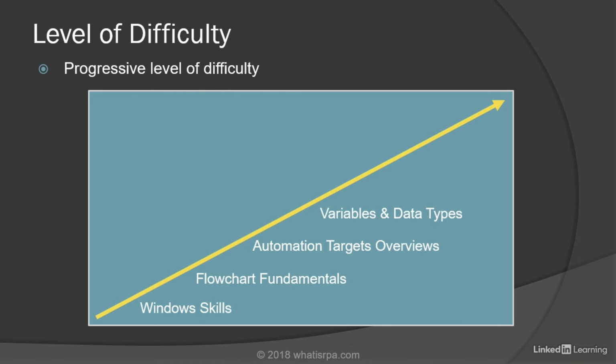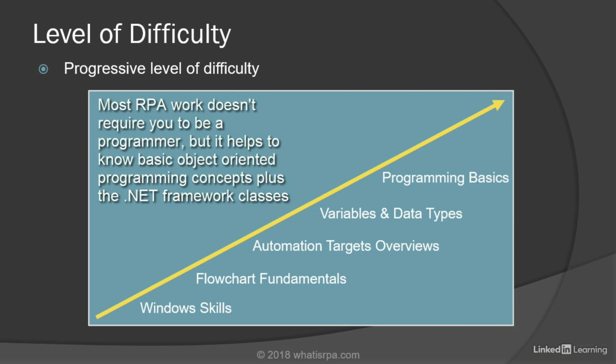We'll move on to variables and data types, because these concepts are highly applicable to any software robot you will build. And near the end, we'll be looking at a variety of programming basics. Again, most RPA work doesn't require you to be a programmer. But oftentimes, we will have to use small snippets of .NET code to efficiently handle a task within a given activity. This is best achieved when you have some sense of object-oriented programming, because you'll have to research within the .NET library for methods you can use to best accomplish a goal.